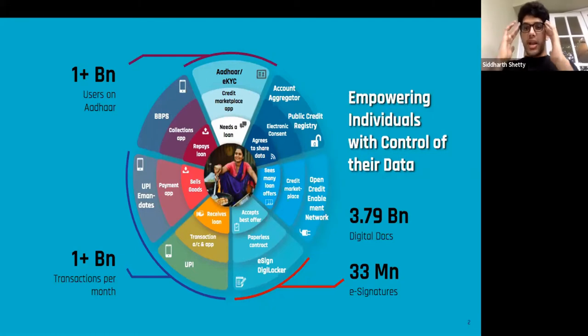Multiple lenders are available to serve her, compete with each other and give her the best interest rates, right? And that's where the Open Credit Enablement Network comes in. You may have read about it in the news recently that Nandan announced about a month back, right?